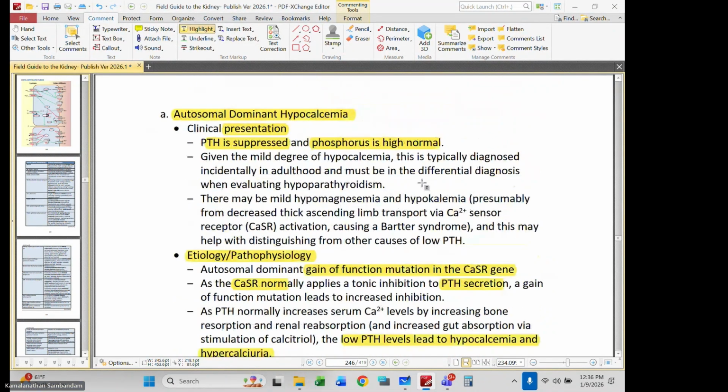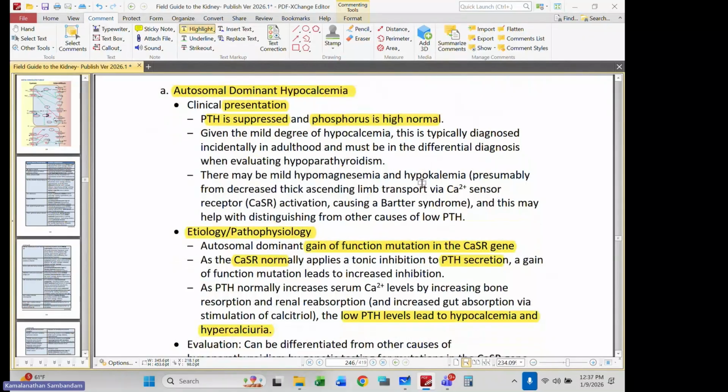Okay. All right, so I think we've talked about the clinical presentation a fair amount. These are typically mild degrees of hypocalcemia because it's a single mutation, right? If you have a double mutant, these patients will present with profound hypocalcemia in infancy, but the adult with a single mutant allele will have a milder degree of hypocalcemia.